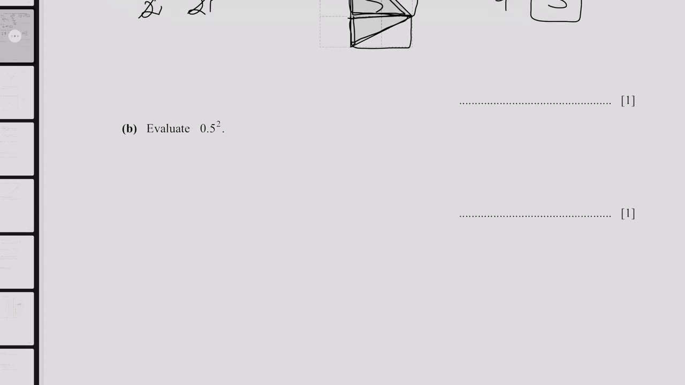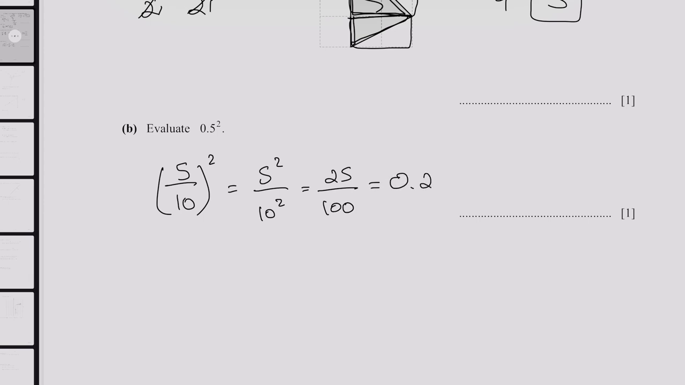Okay, evaluate 0.5 squared. So I can write 0.5 as 5 over 10, squared. This equals 5 squared over 10 squared. This equals 25 over 100, which equals 0.25.